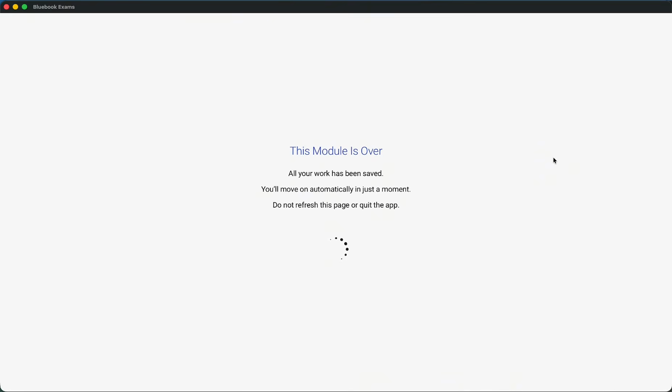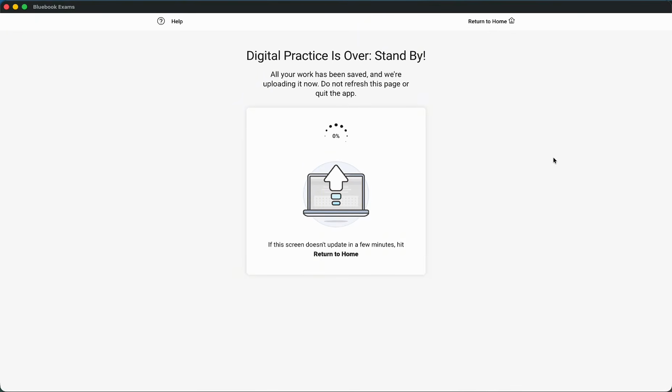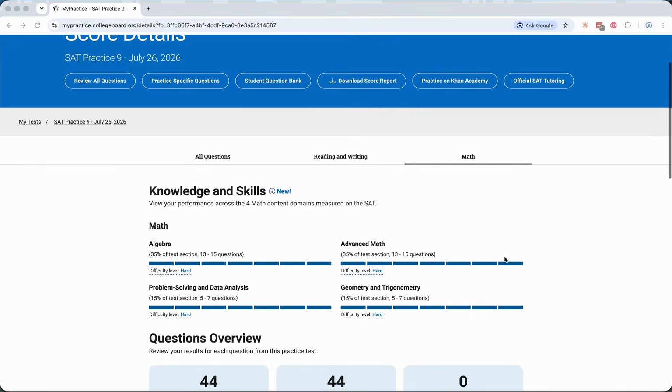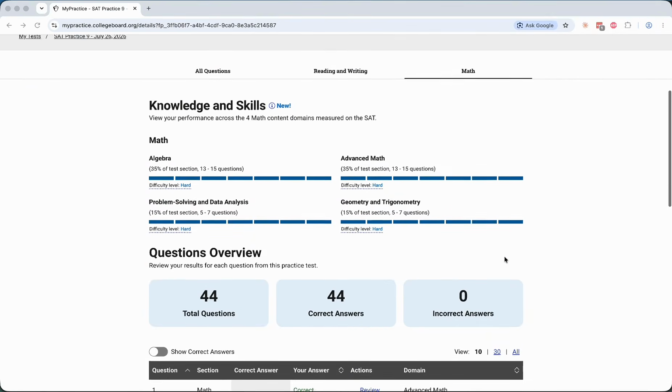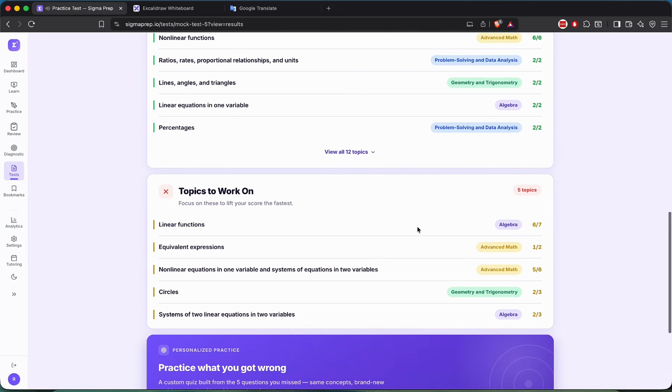So honestly, test 9, I think probably one of the easiest tests there, right? So that should be an easy 800. So let's go. And there it is, perfect 800. Now look at the score report for a second. You get your score and a general sense of how you did in each domain.